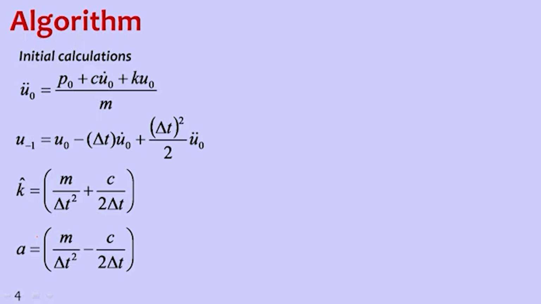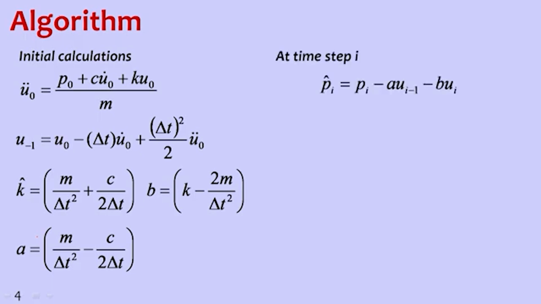And a is m by delta t square plus c by 2 delta t, and b is calculated as k minus 2m by delta t square. So with these initial values, at time step i, p cap i is calculated as p i minus a into u i minus 1 minus b u i, and u i plus 1 is calculated as p cap i by k cap. So here the one important thing that we need to keep in mind is that we are getting the i plus 1th value at time step i.